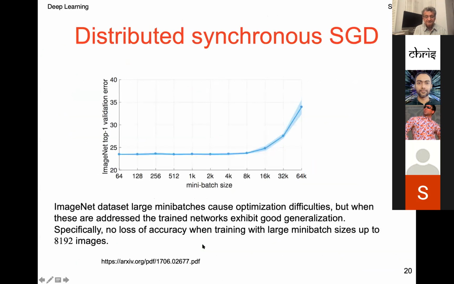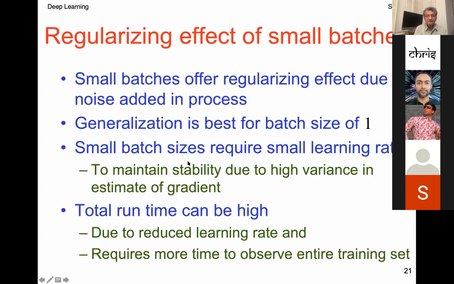Maybe you know that already. Distributed synchronous SGD. We want to look at this. Look at what happens when you have mini batch size increasing from 64, 128, going on and on. Validation error goes up. So it is kind of advantageous to use smaller batch sizes. Regularizing effect of small batches. This is another topic in regularization itself. This is real regularization as opposed to a surrogate function. Here, small batches offer a regularizing effect due to noise added in the process, and generalization is best for a batch size of 1. Small batch size requires small learning rates, to maintain stability due to high variance of the estimate of the gradient. So there is some trade-off there also.